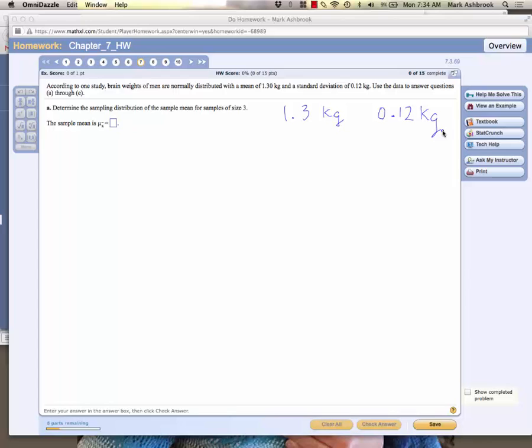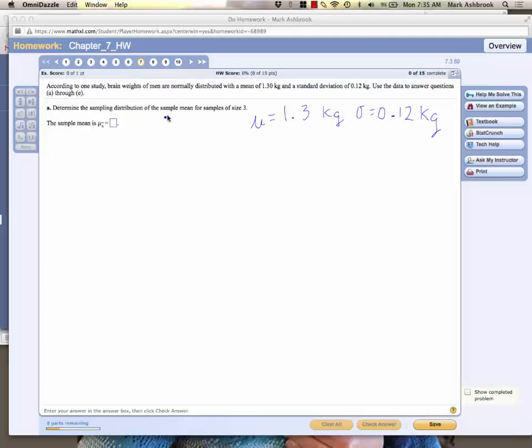Is that population or sample data? It's population. Agree with that? Yeah, they just say brain weights of men are normally distributed, and they don't say anything about sample size or taking a sample. So this is population data. So this is our mu, and then this is our standard deviation of the population. That's the information they're giving us.